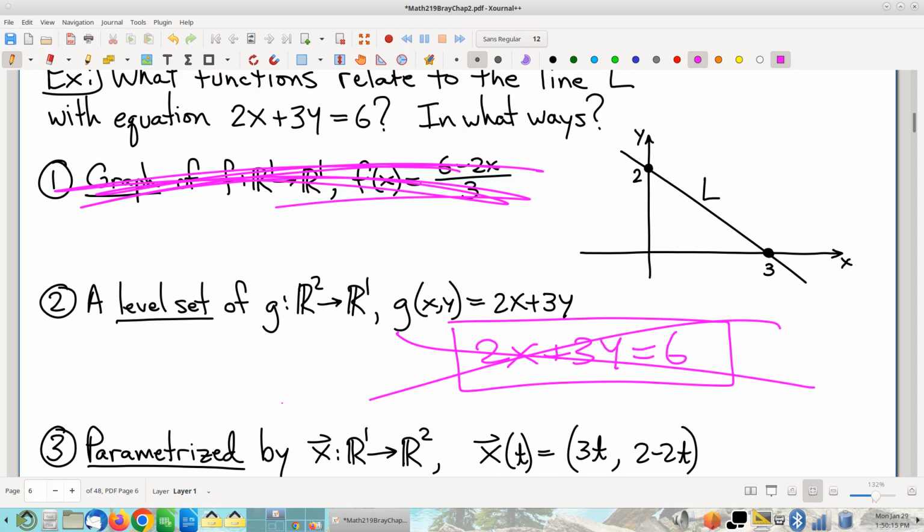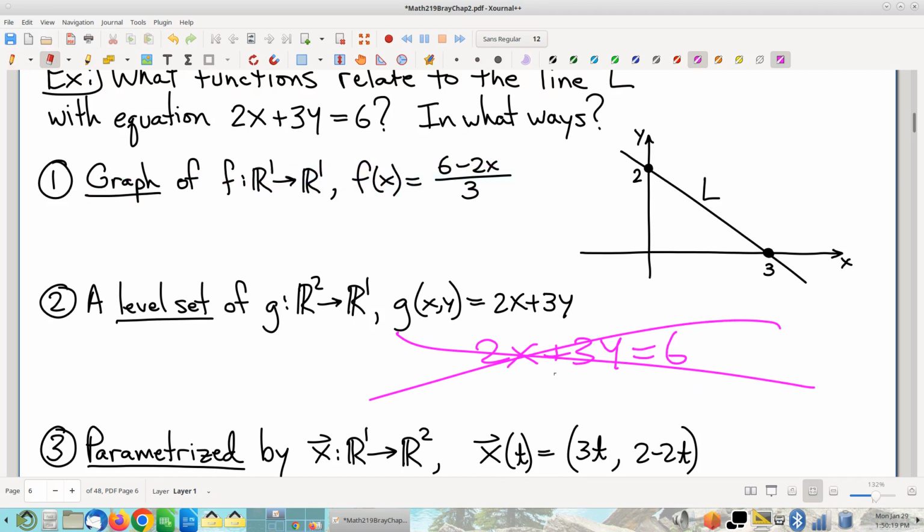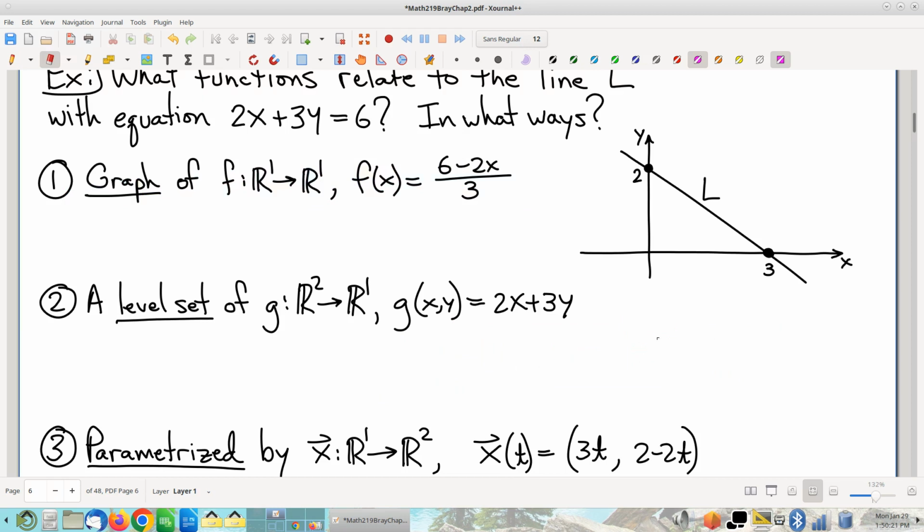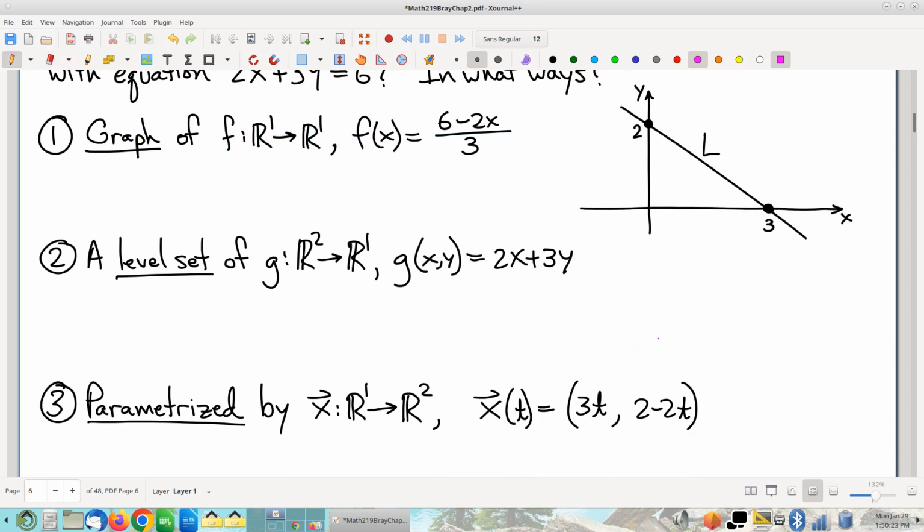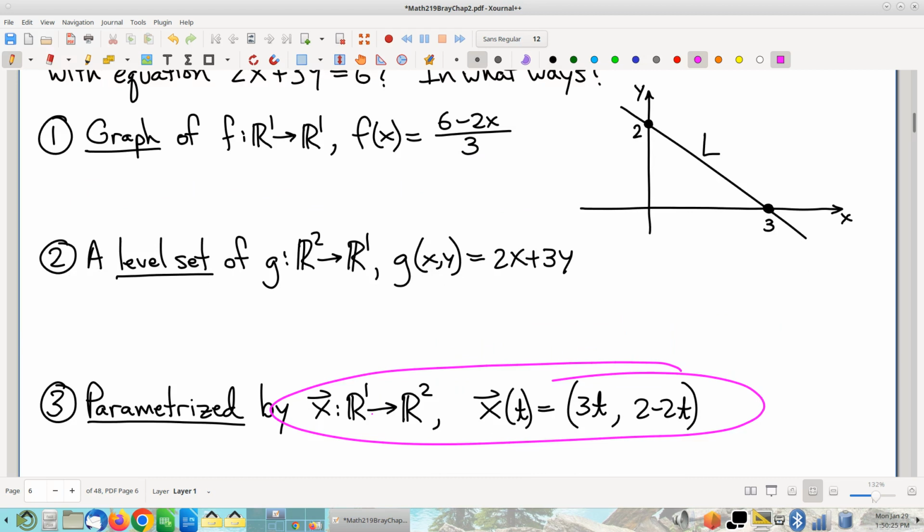Okay. So lastly, how would I parameterize this line? Now again, that's another function that in its way relates to the given line. I'm sorry, yeah? So like a level set would be surjective. A what now? The level set, so like 2x plus 3y, would that be like a surjective function? It doesn't have to be.